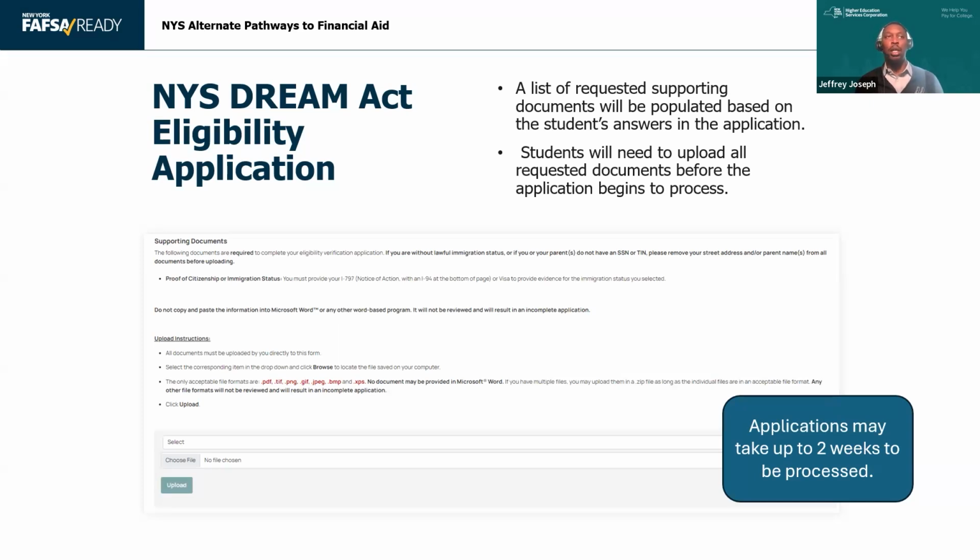Students will receive an email from HESC every 2 weeks to say, hey, you started an application. We need some stuff from you. Come on back and finish it out, submit your documentation and submit your application. So we need the documents. Applications can take anywhere from 2 days to 2 weeks to process, to tell students whether they're approved for a Dream Act or not.